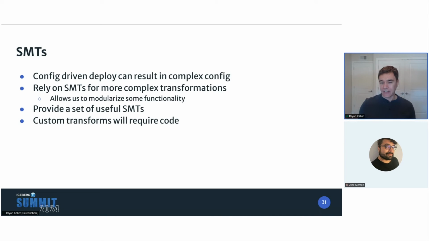So because the sink is config driven, the configuration could get very complex over time as we add more functionality. So to avoid this, we're relying on Kafka Connect single message transforms for more complex transformations rather than putting that functionality in the sink. And this allows us to modularize the functionality. So our goal is to provide a set of SMTs that cover common use cases. Some examples could be handling Debezium or Amazon DMS data. But if you want to write custom transforms, that will require that you write some code.